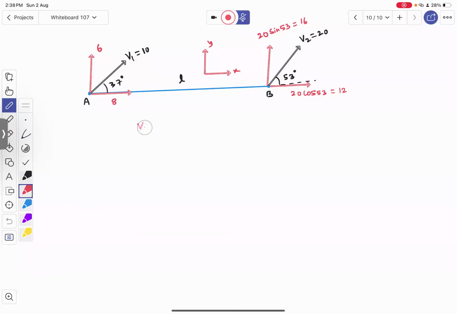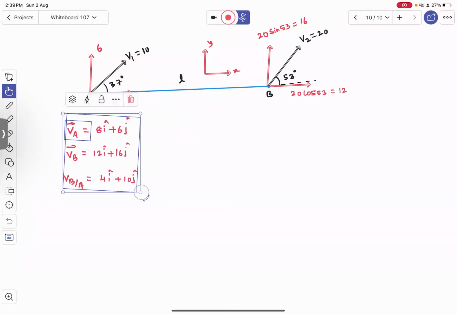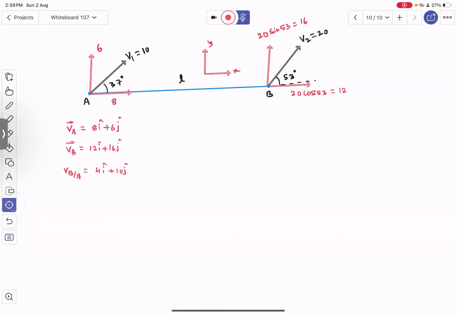Just for easy understanding, I consider this as x and this as y. So velocity of A will be 8 i cap plus 6 j cap. Velocity of B will be 12 i cap plus 16 j cap. So find the velocity of B with respect to A. That will be 12 minus 8, 4 i cap, and 16 minus 6, plus 10 j cap. After that, you literally think A is fixed, B only moving, but moving with 4 along plus x, 10 along plus y.